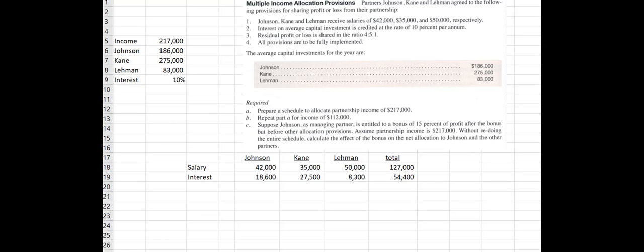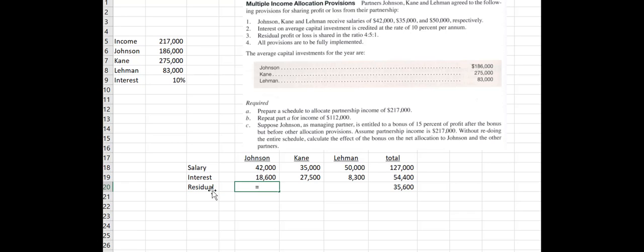So looking at the total column so far, I've got an income of 217. I've allocated 127,000, calling it salary. Another 54,000, calling it interest. Is there any residual? Yes, there's still some left over. Let's figure out how much. So B5 minus H18 minus H19. So there's still 35,600 left to allocate. So we can call that the residual.